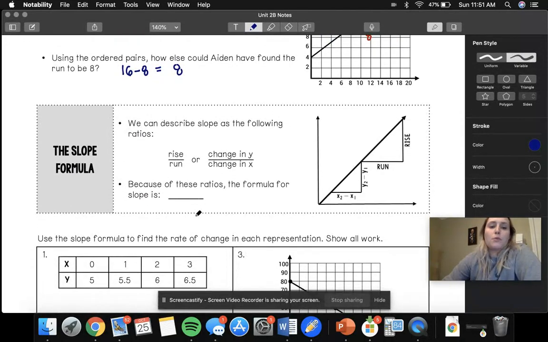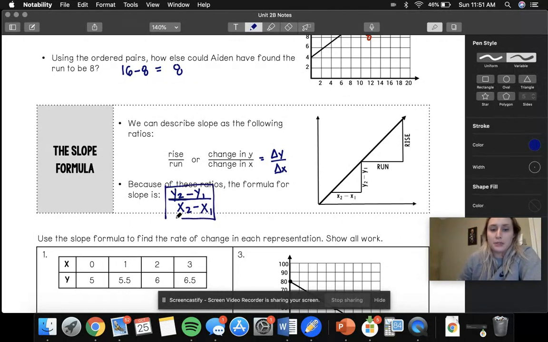Okay, so the slope formula, we can describe slope as the following: the rise and the run. We also talk about it as the change in our y values over the change in our x values. And this is actually what I use more often than not, even more than this formula I'm about to show you. But another way we find change is by subtracting. So there is a formula, and the formula would be your y2 minus your y1 over x2 minus x1. So this is a formula. It works 100% of the time.